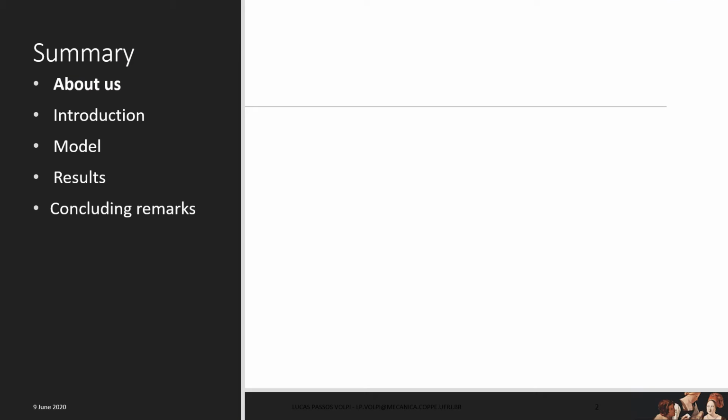This presentation starts with a brief introduction of who we are, followed by an explanation of the problem. Next, the models, both deterministic and stochastic, are explored. In sequence, some results are shown, and finally, concluding remarks are presented.